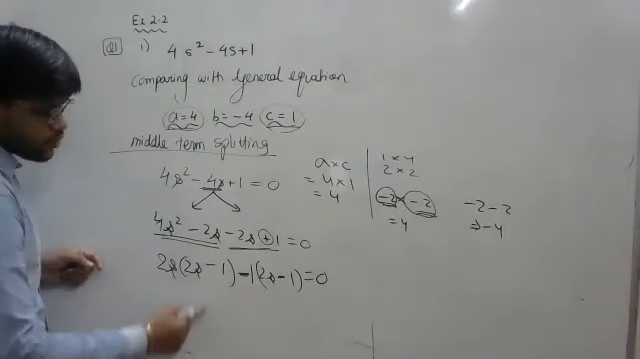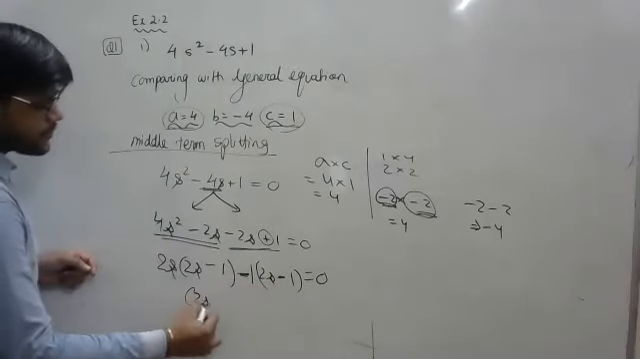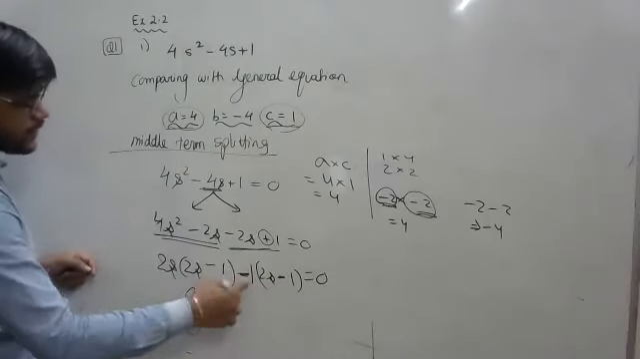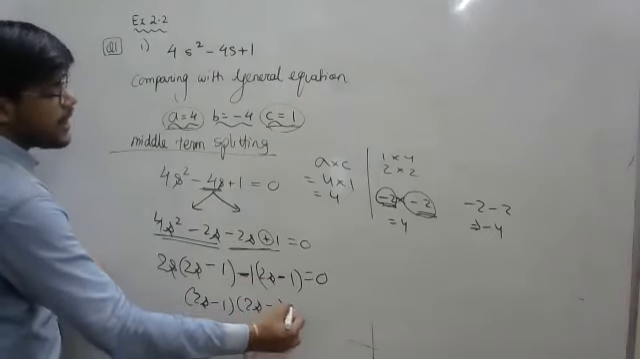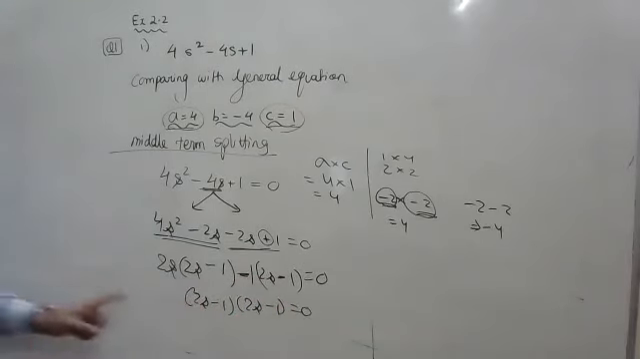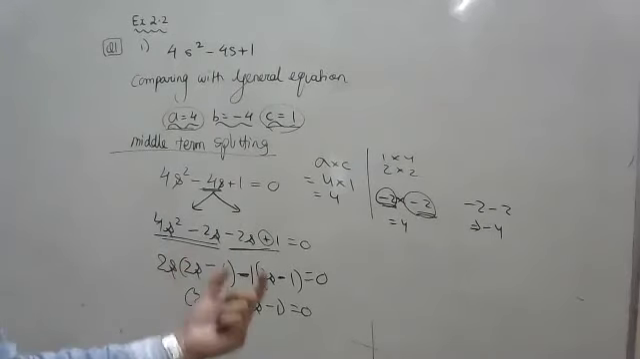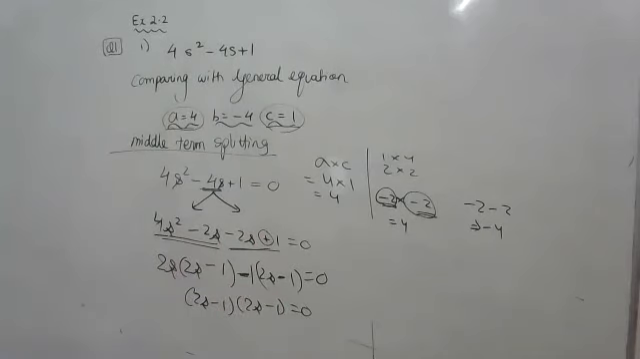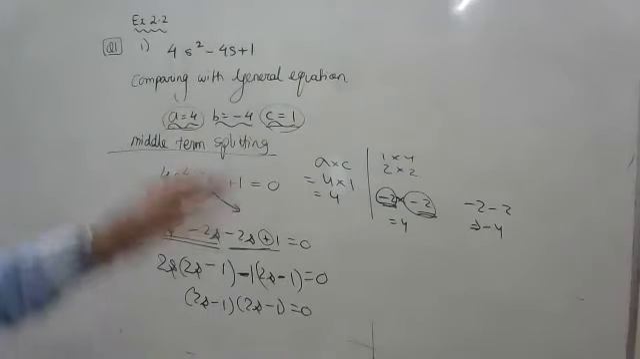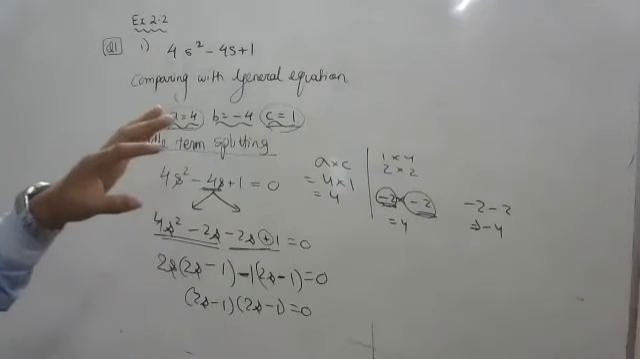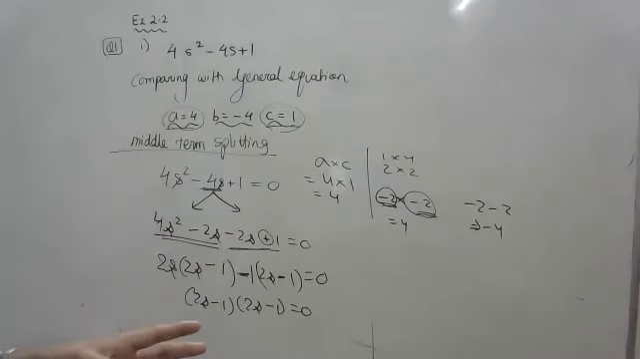2s minus 1 would be one of the brackets, and 2s minus 1 another bracket. As their product, their multiplication, is 0, we can use this concept that either this bracket will be 0 or this bracket will be 0. And this helps us to find the value of s. So this is one of the methods. I am not saying this is the only method. Middle term splitting is not the only method.